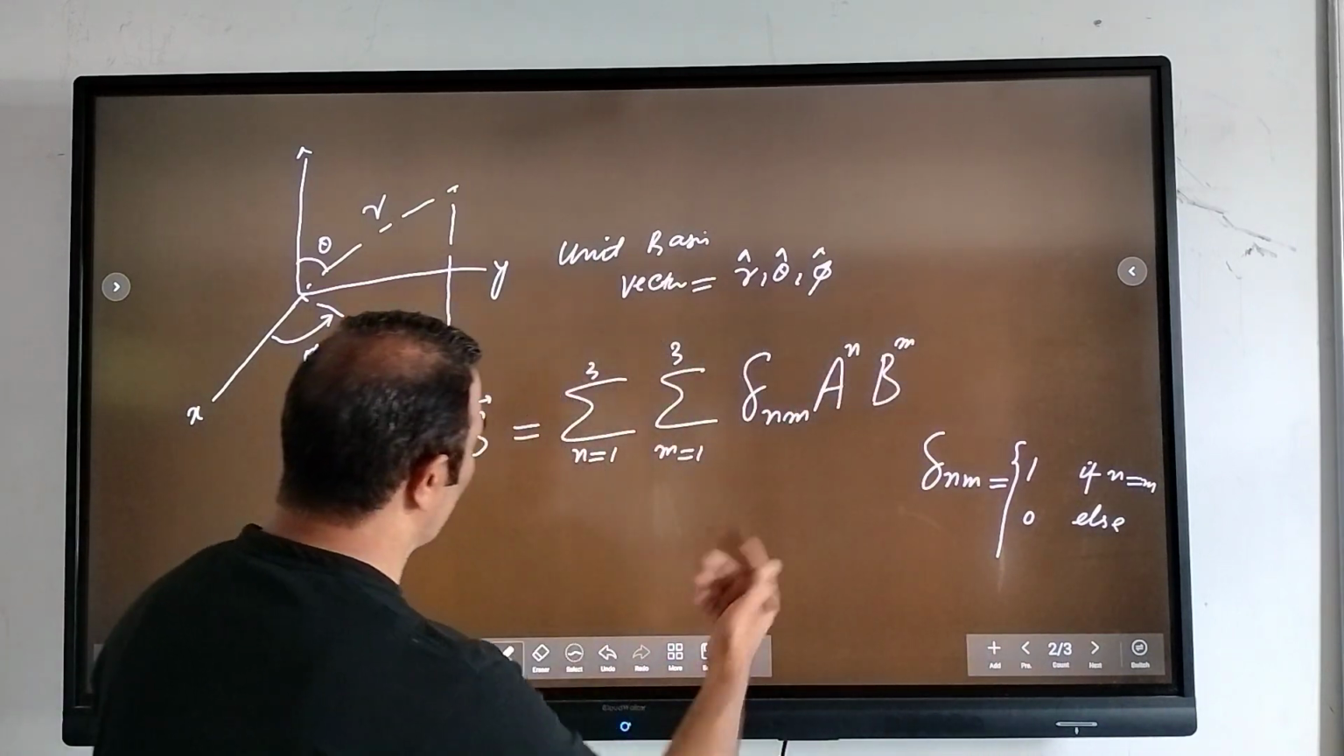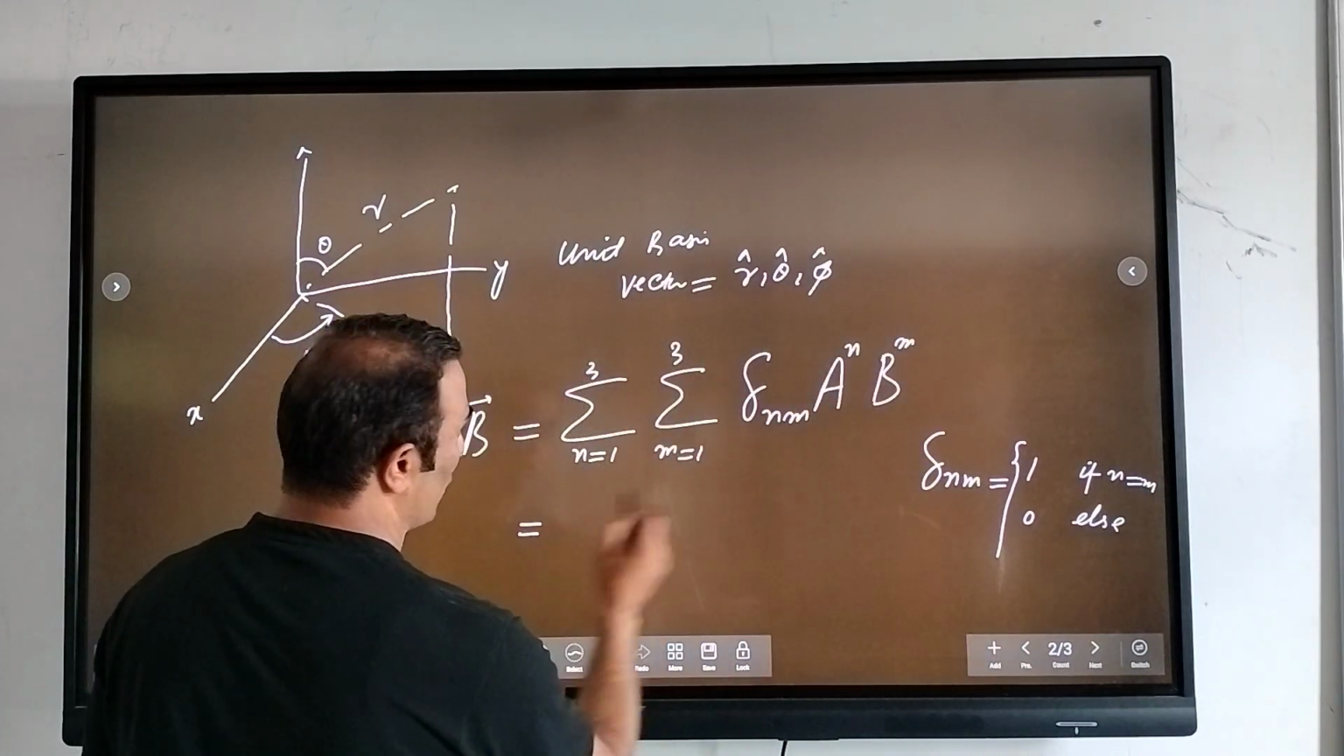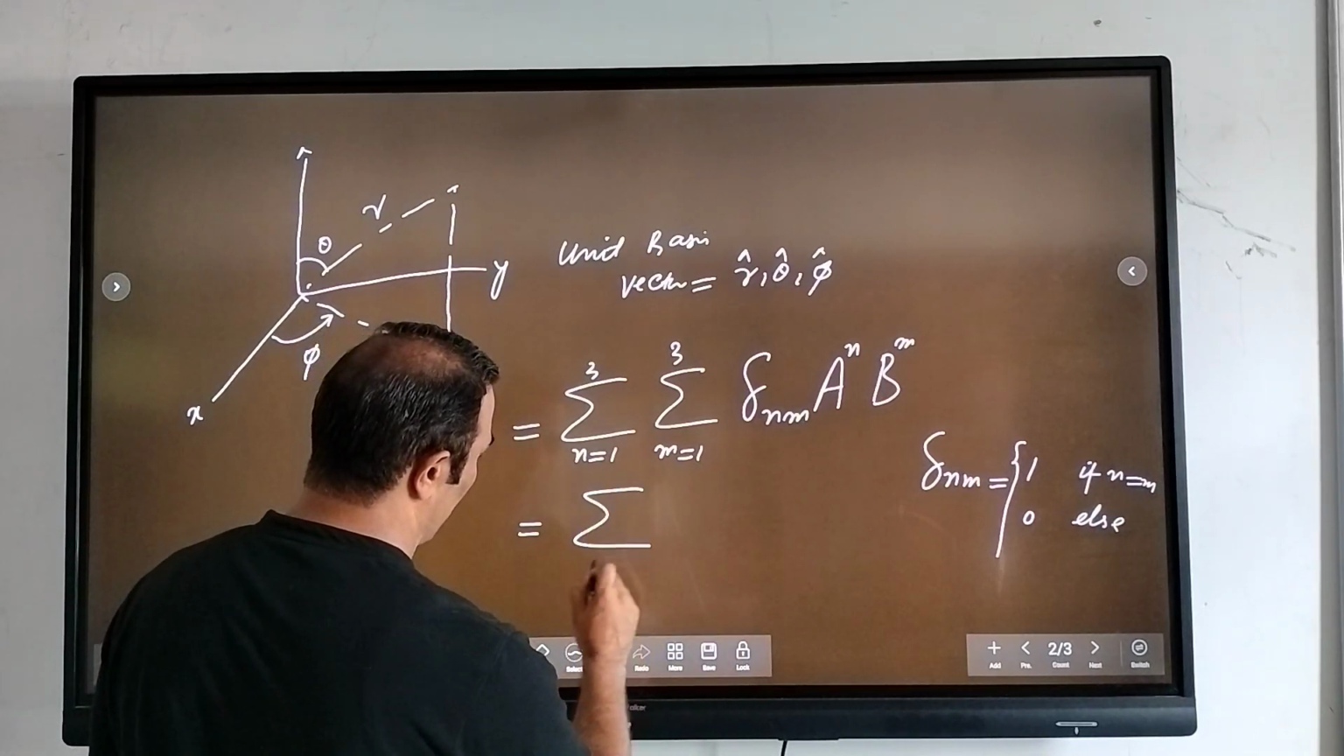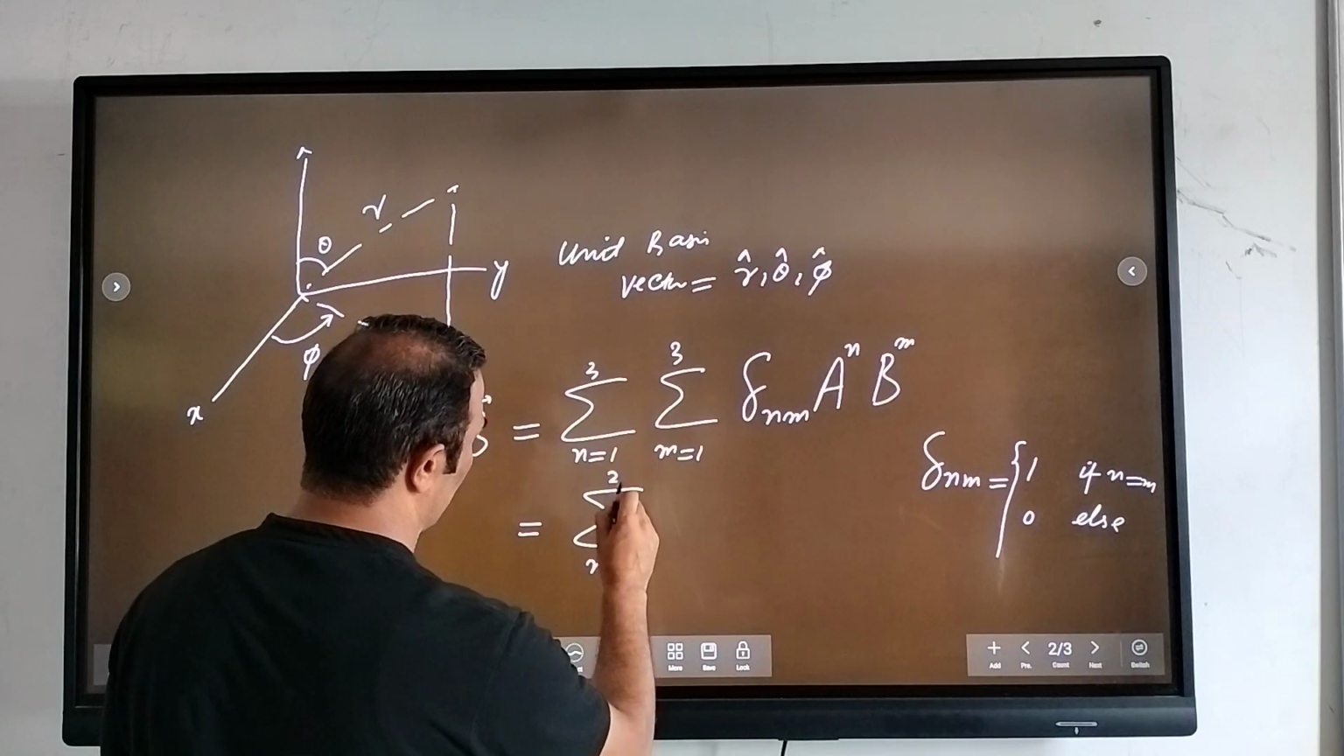Now instead of this, I can use this because I can use it in the matrix form. I can write this as summation over n starts from 1 to 3.